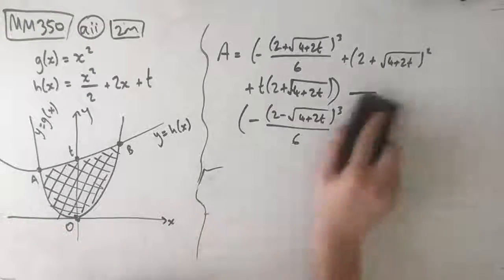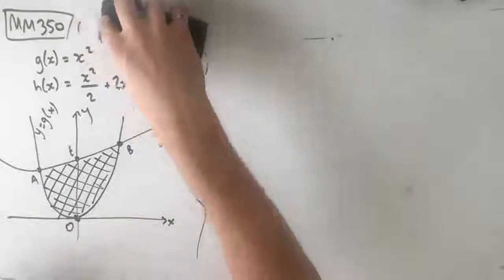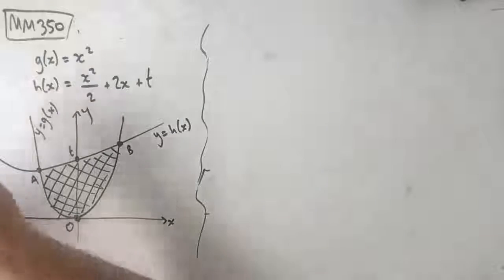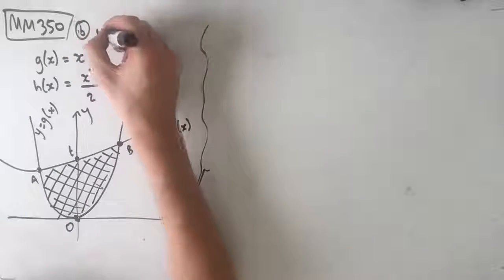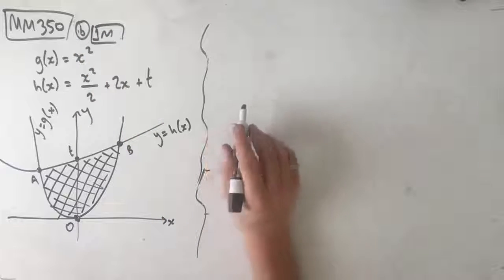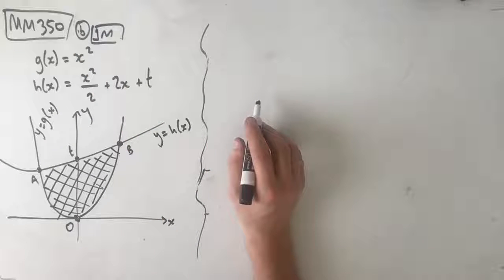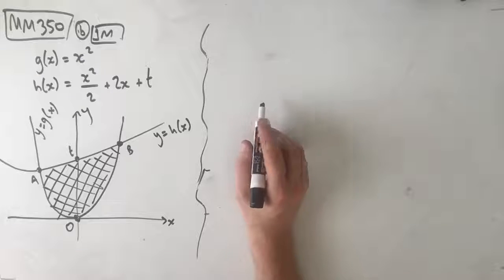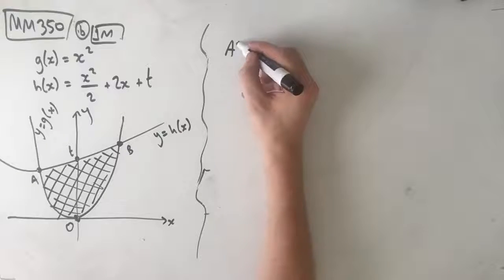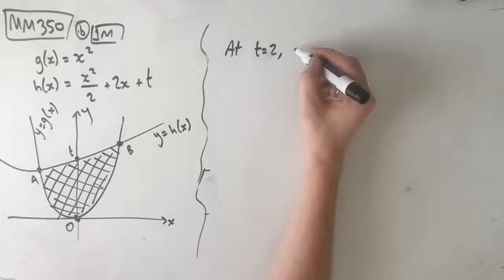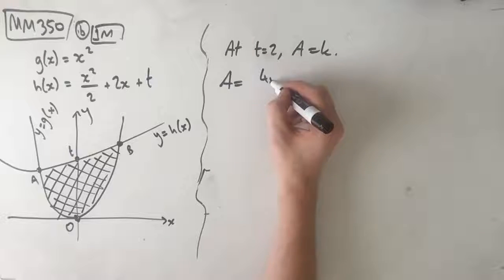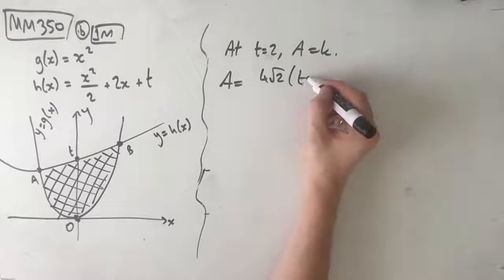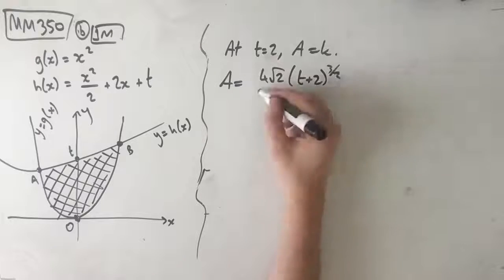Part B is simply a 1-mark question and tells us, 2 seconds after the graph of h begins its upward slide, the shaded region above is equal to k units squared. Find the exact value of k. Awesome. So at t equals 2, area equals k. We know that the area is equal to 4 root 2 outside of t plus 2 to the power of 3 on 2 over 3.